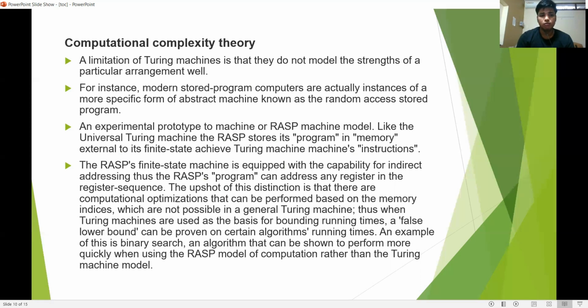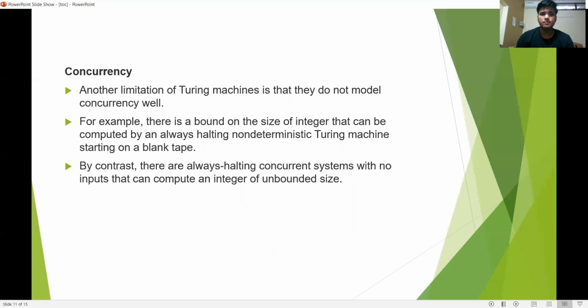An example of this is binary search, an algorithm that can be shown to perform more quickly when using the RASP model of computation rather than the Turing machine model. Concurrency is the other limitation of Turing machine. They do not model concurrency well.